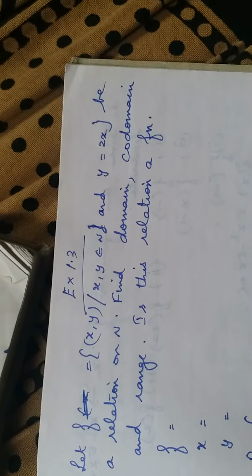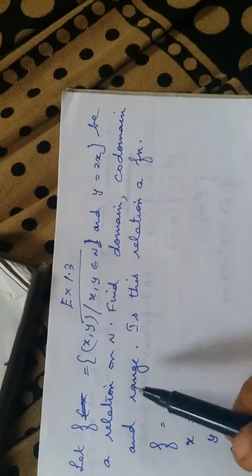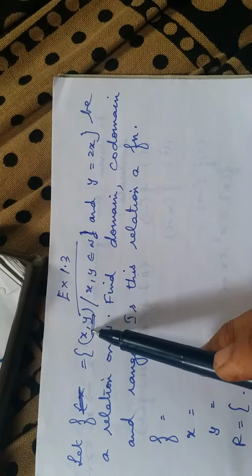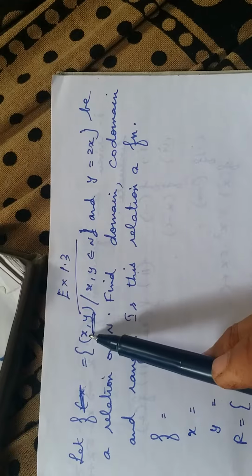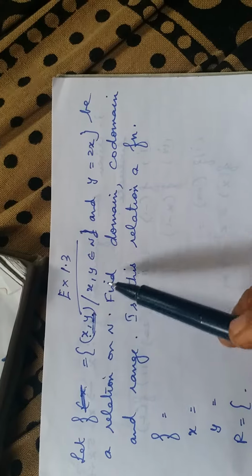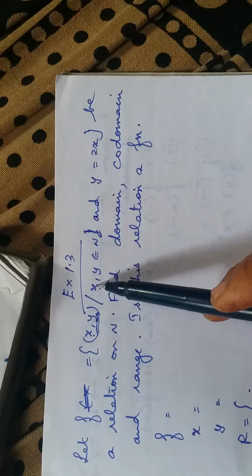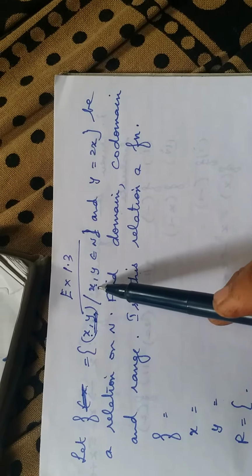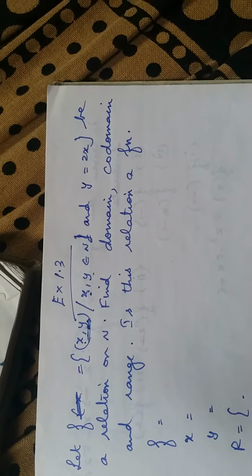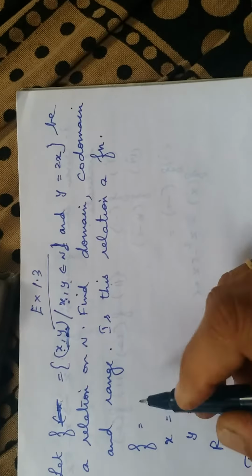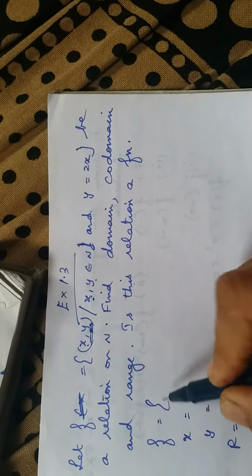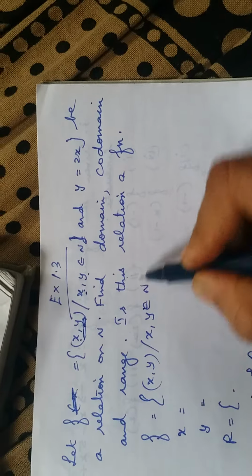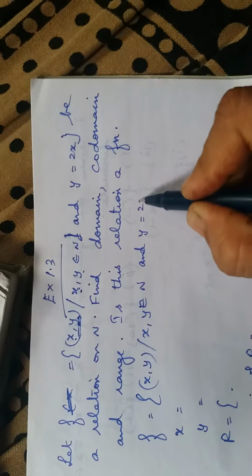Here f is given as a function in terms of (x, y). A relation is written in terms of ordered pairs, so the first value is x and the second value is y. They both belong to the natural numbers. So first you write f = {(x, y) | x, y ∈ N and y = 2x}. That is the given function for you.